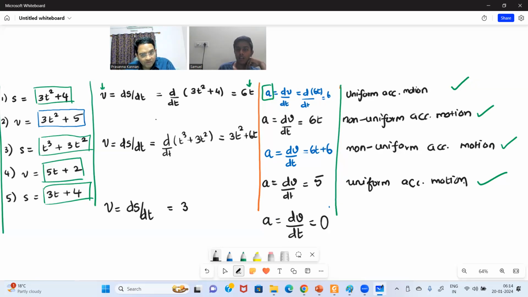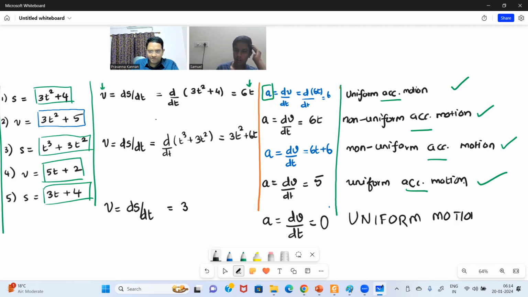No, acceleration is 0. That's what I mean. So far all the 4 questions were accelerated motions because velocity was not a constant. Here, this is not an accelerated motion at all, right? What motion is this? It is simply uniform motion.